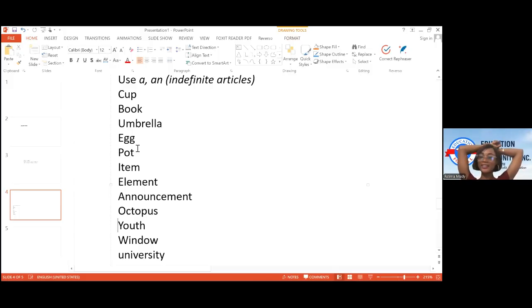Not exactly. It's a youth because Y is a consonant, it's not a vowel. So we use an for vowels. For the vowels it's just five: A, U, I, E, O. That's it. No Y. For vowel sounds, we use an, and for consonant sounds, we use a. So it's a youth.